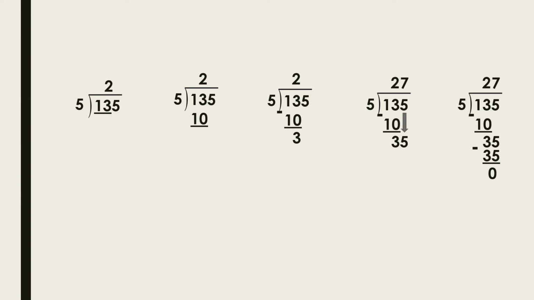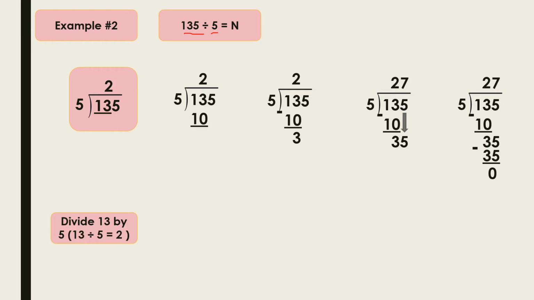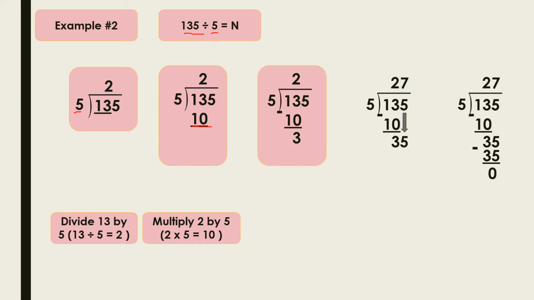So, these are another example of a division. I have here 135 divided by 5. These are the steps. Step 1, divide. 13 divided by 5 equals 2. Next step, you multiply 5 by 2. So, 2 times 5 is 10, and then you write it under 13.